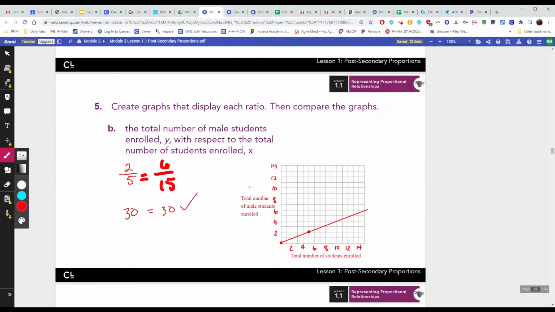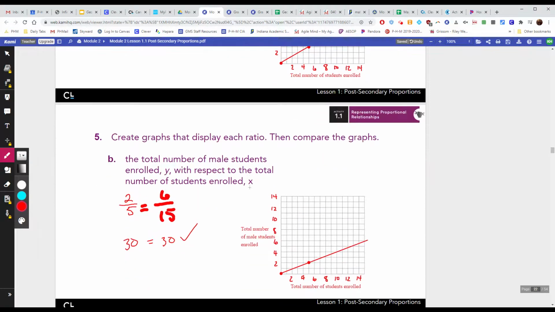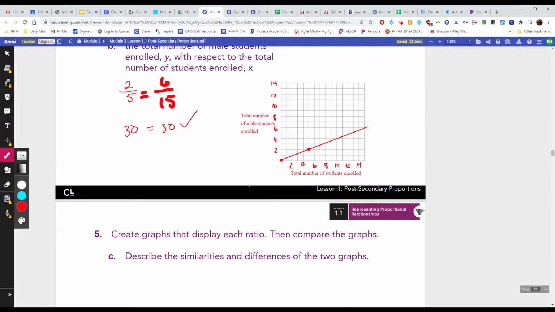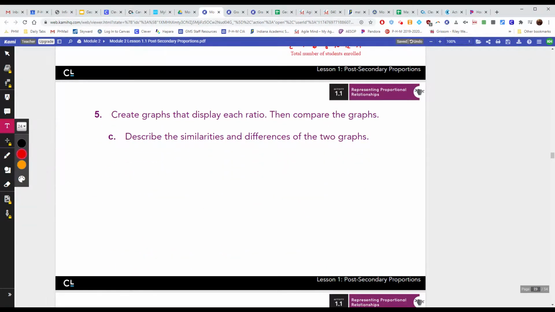Describe similarities and differences. Look at both of those graphs in your book. What's the same? What's different? Take a minute and write down what you think is the same and what you think is different. Then pause the video and come back.